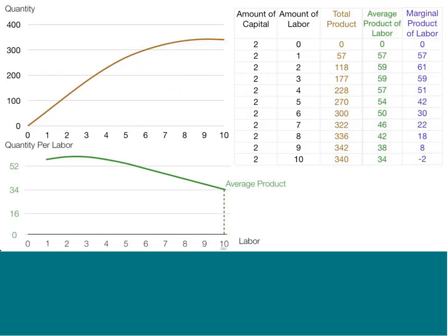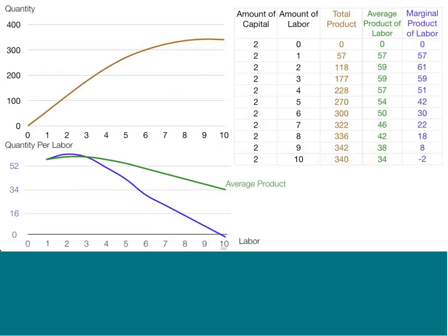At 10 labor units, my average product of labor is 34. If I continue on up, my total quantity produced at that level is 340. So on the table, I have 10 labor units, total product 340, average product of labor is 34. I'll graph marginal product of labor, it's blue.